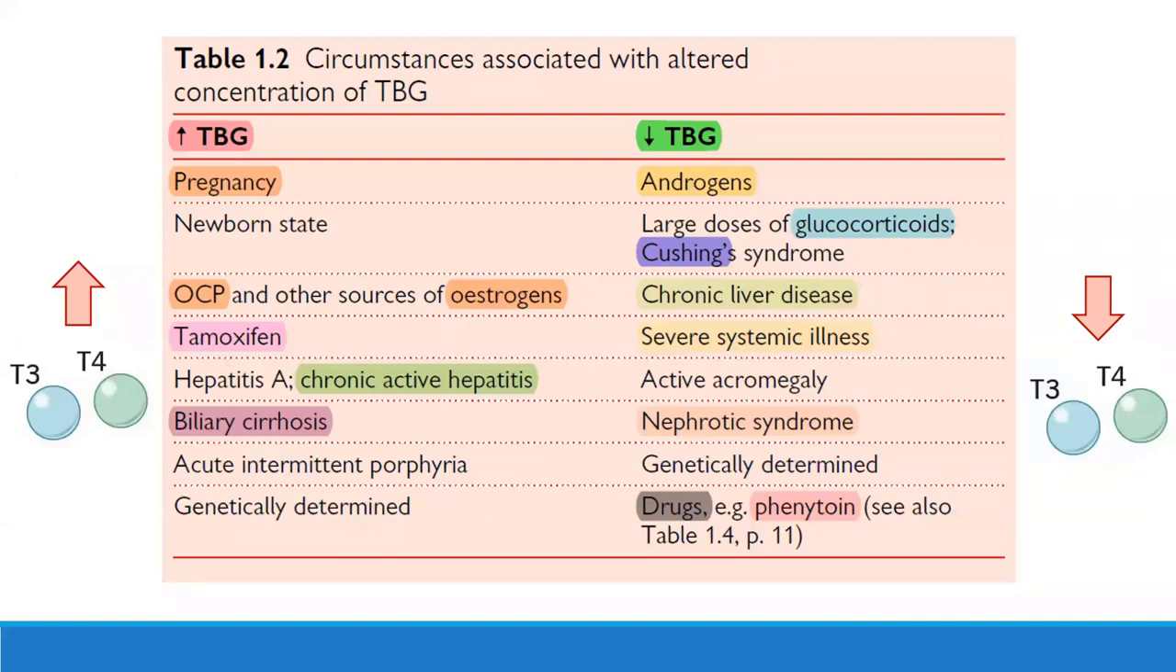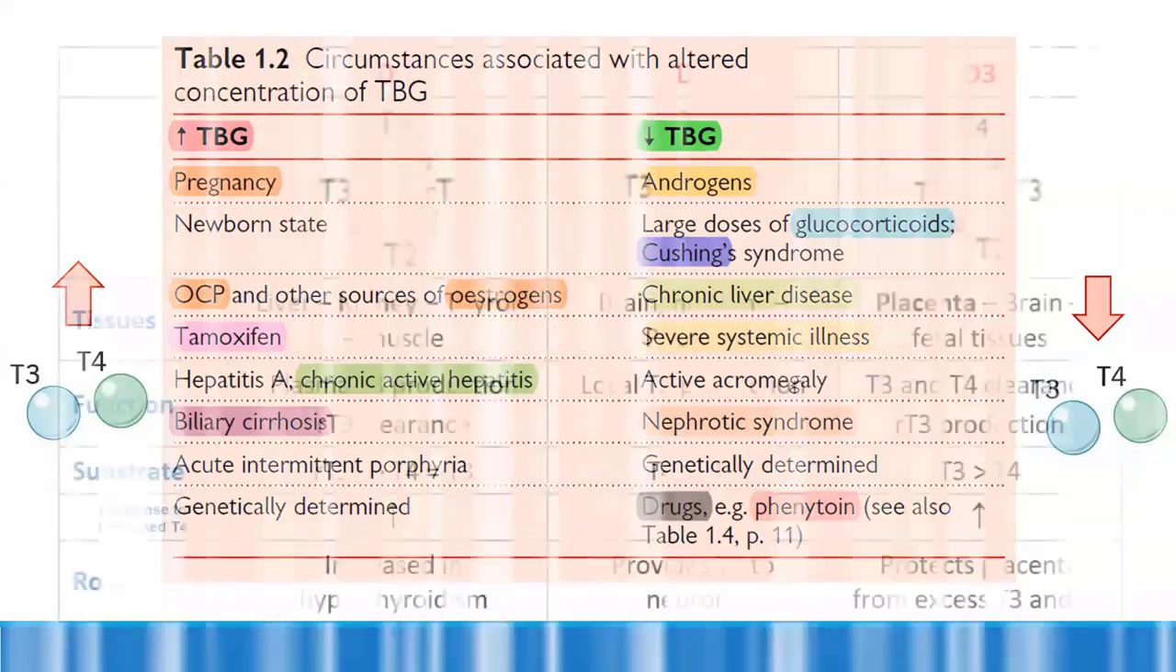And this is also a very important slide: the factors that increase TBG, leading to increased total thyroid hormone, and the factors that decrease TBG, leading to decreased total thyroid hormone, not the free thyroid hormone. Don't forget that tamoxifen and estrogen lead to increased TBG, while androgens, corticoids, Cushing's, chronic liver disease, systemic illness, active acromegaly, phenytoin, or enzyme inducers lead to decreased TBG.